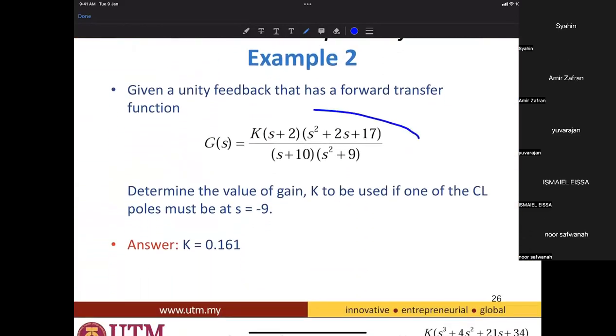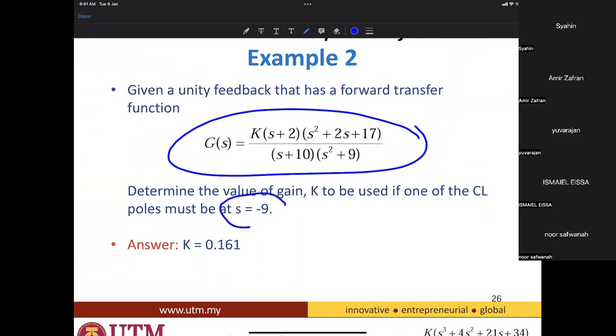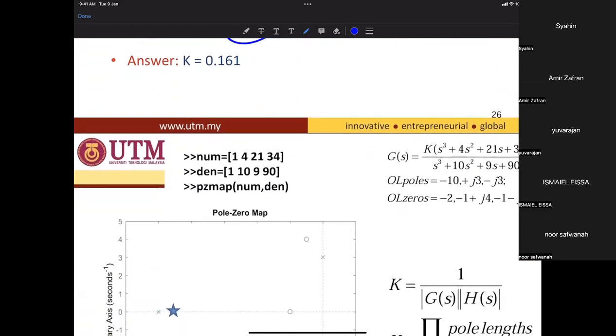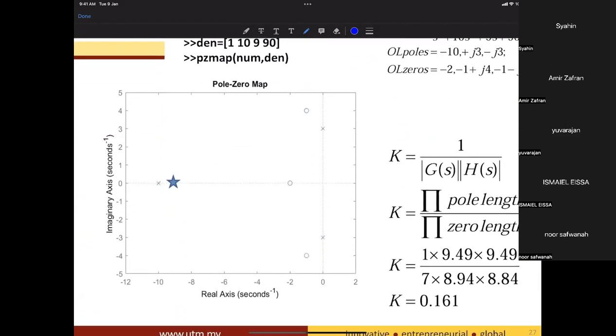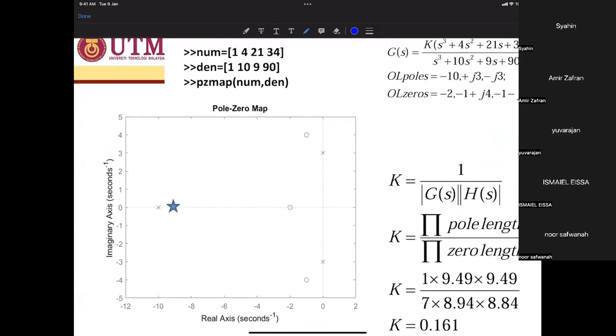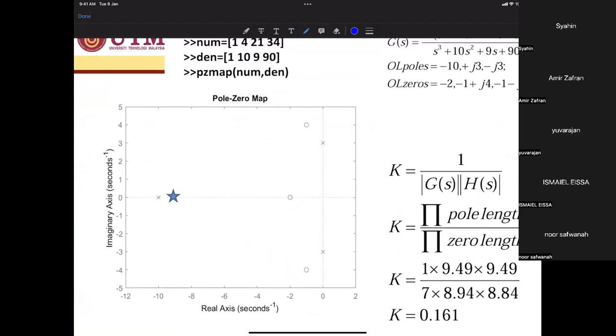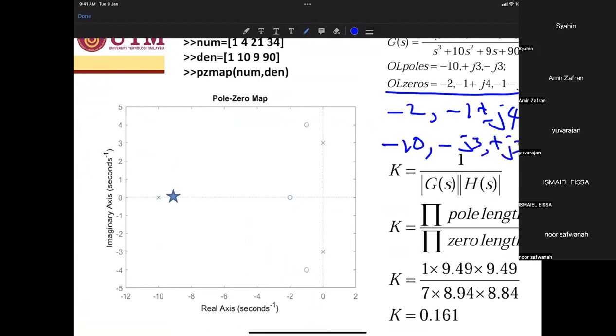Example 2, this is a higher order system: (s+2)(s^2+2s+17) over (s+10)(s^2+9). Check whether -9 is on the root locus or not. Right, so we plot the locations. We have 3 open loop zeros: -2 and -1 plus minus j. Then we have 3 open loop poles: -10, -j3 and +j3. And the test point is over here, -9.